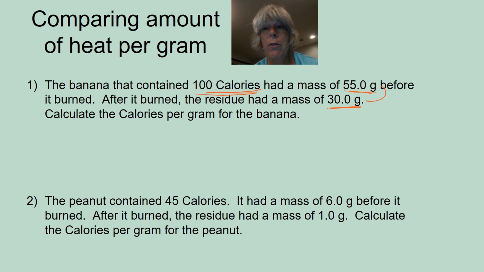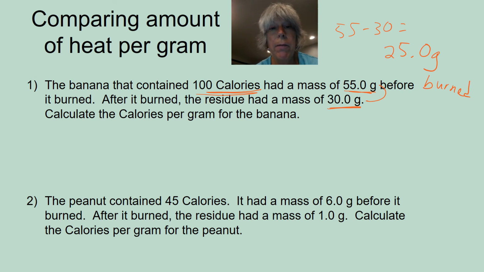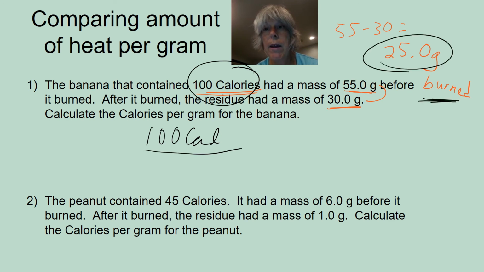Well, subtracting those shows me that I had 25.0, if I use sig figs, 25 grams of banana that burned, 25 grams that were used to create the heat. So if I want to find my calories per gram, per always means divide when we do math problems, I take my 100 calories from right here, and I divide it by my 25 grams that burned, and I get 4 calories per gram.